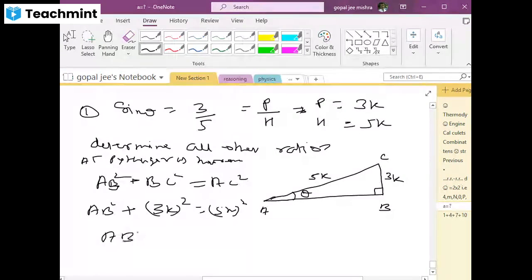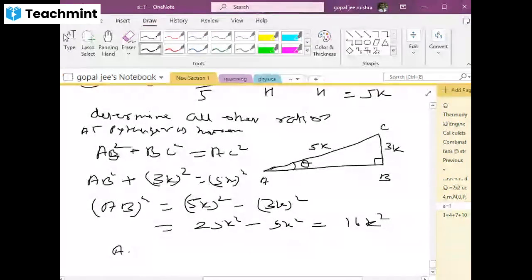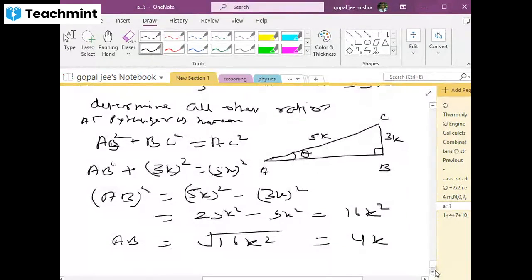Very easily we can write the value of AB square, beta, that is equal to 5k whole square minus 3k whole square. You know 5k whole square means 25k square minus 9k square, that is equal to 16k square. And if you take AB, you take the under root of 16k square and you will get the value to be 4k. Actually this AB is 4. So you have got 3, 4, 5, which is actually a Pythagorean pair, but you should solve in this manner. So we are available with 4k. Don't do anything, just write here 4k.